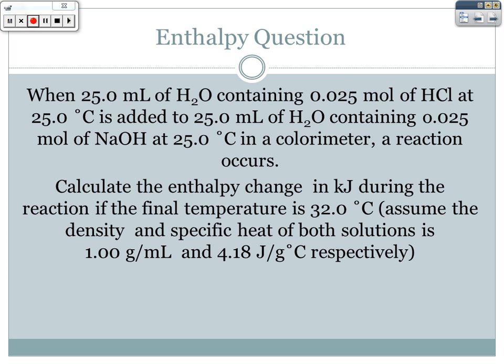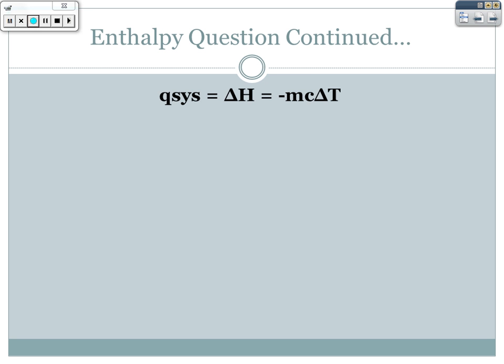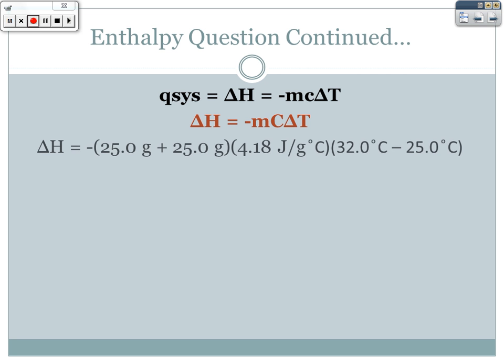Okay, so there's a lot of information there, so let's figure out what we need. We know that Q system is equal to delta H, which is therefore equal to negative mC delta T, if we want to calculate the enthalpy, which we do. So we're going to need to find the mass, the specific heat, and the change in temperature. Now we had 25 grams of water with hydrochloric acid in it, and 25 grams of water with sodium hydroxide in it. So our mass should be 25 plus 25. They told us that our specific heat is 4.18 joules per gram degree Celsius, and we know that the final temperature was 32 degrees Celsius when the initial temperature was 25 degrees Celsius.